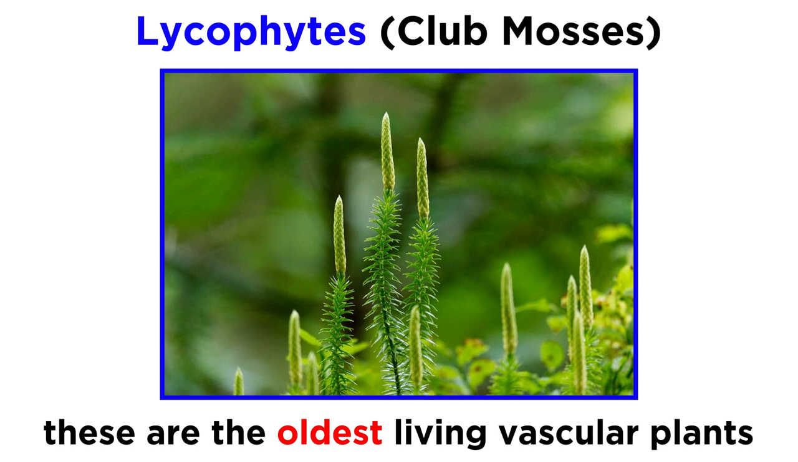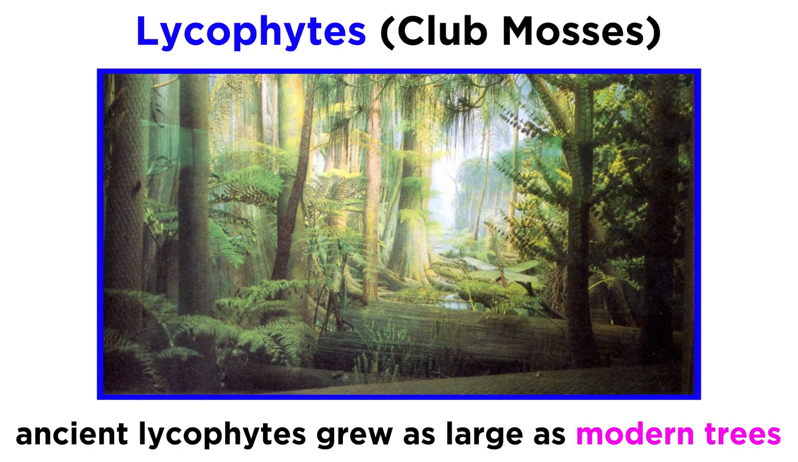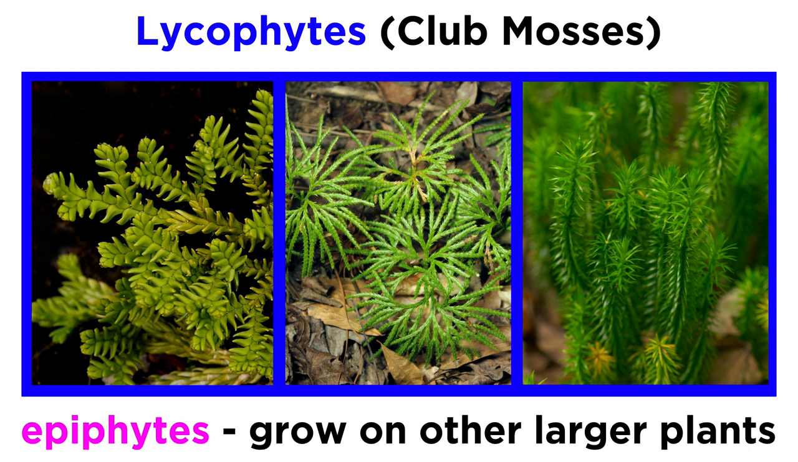Fossils of ancient lycophytes have been found dating back to the Silurian period, around 425 million years ago. At certain points in Earth's history, lycophytes were the dominant land plants, with some growing as large as modern trees. But modern lycophytes are usually small and grow close to the ground, in the forest understory, or as epiphytes, which means small plants that grow on other larger plants.